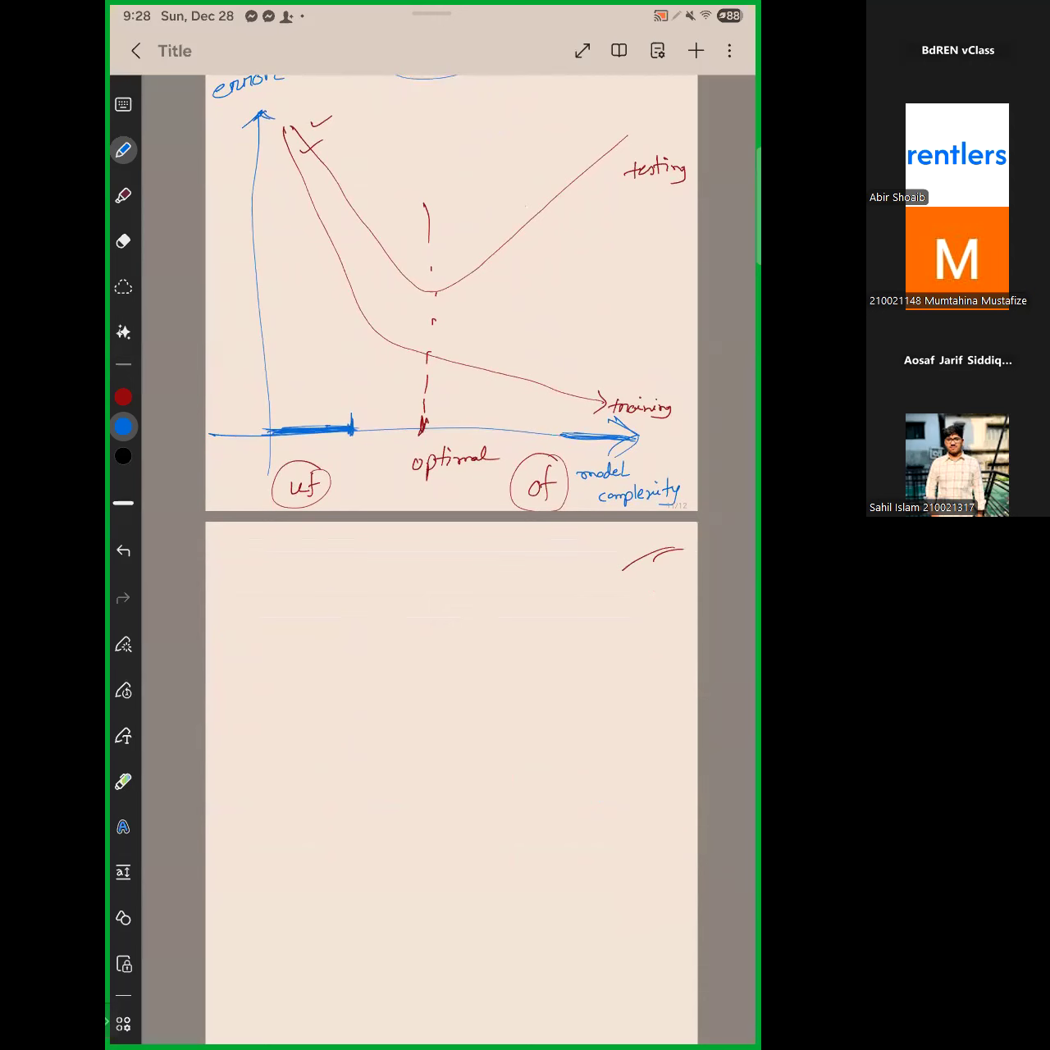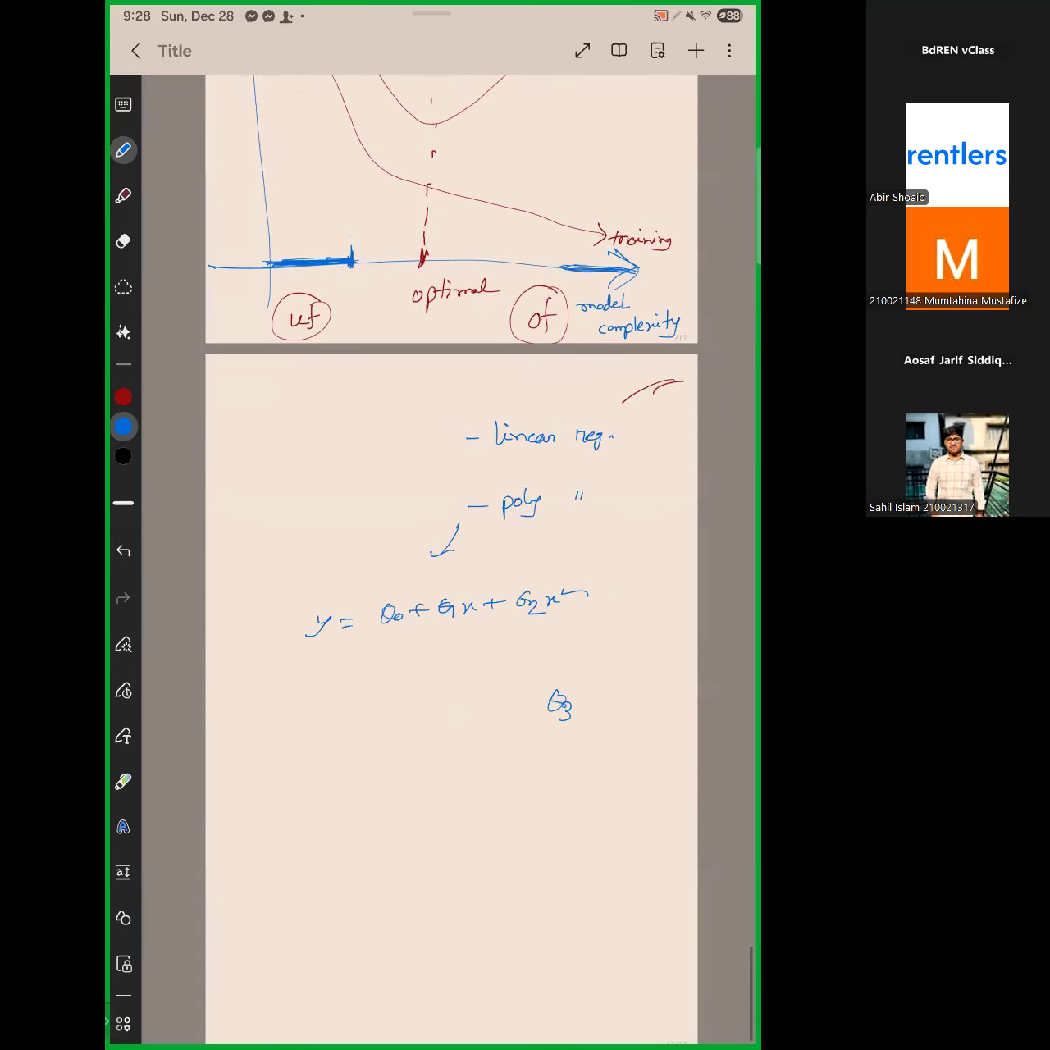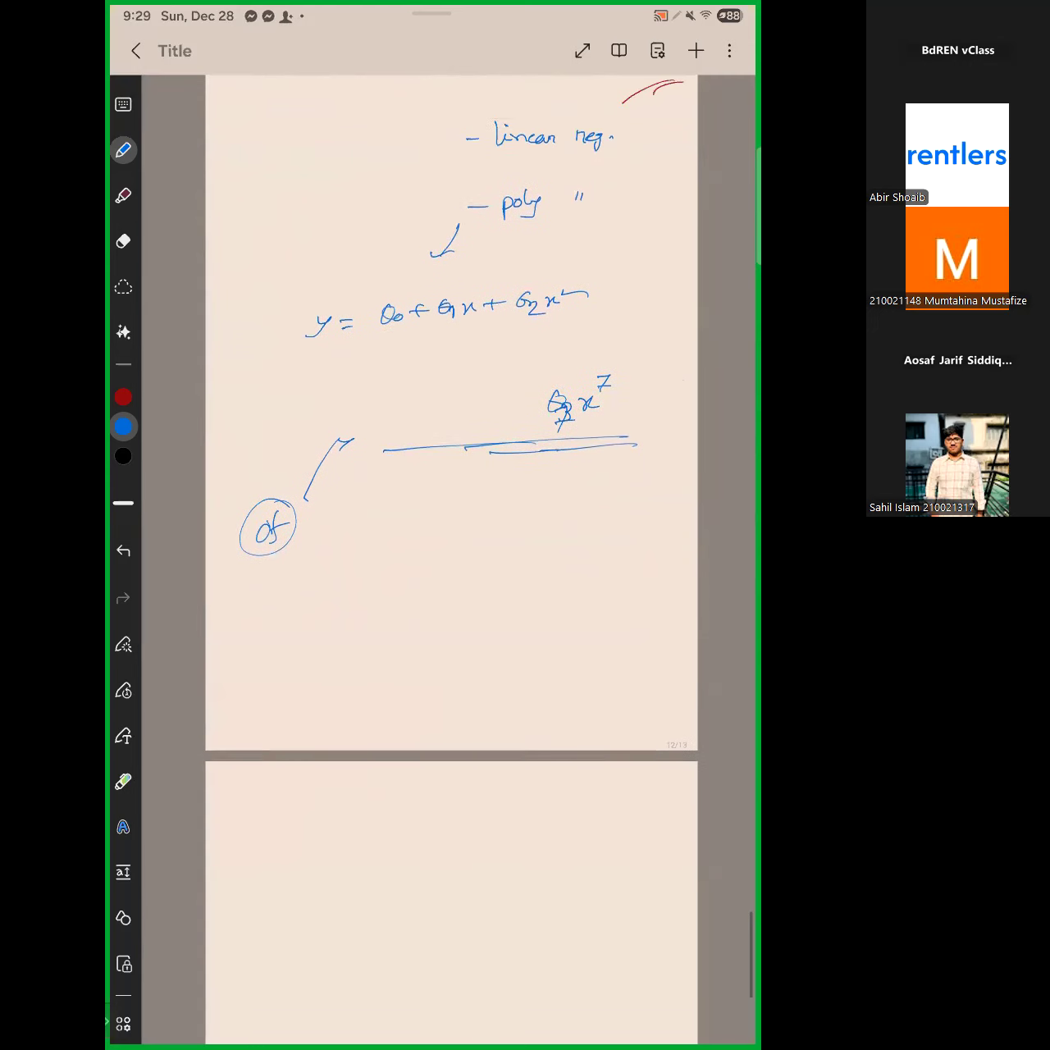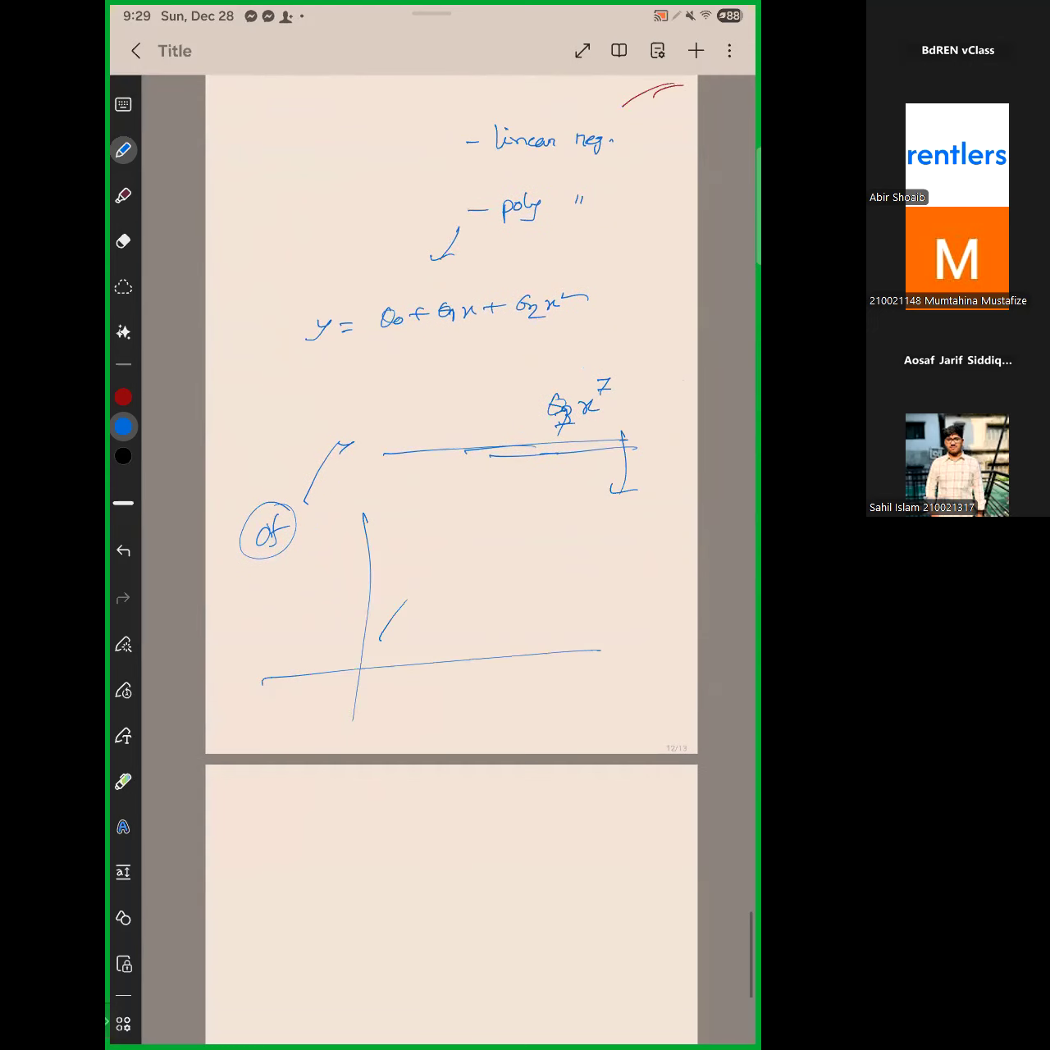So basically what we have seen is linear regression, and polynomial regression. Now in polynomial regression we increase the order: y equals, let's say, theta 0 plus theta 1 x plus theta 2 x squared, like this. If you make it very high, say x to the power 5, 7, theta 7 x to the power 7, if you increase the order too much, then your model will overfit. For this kind of relation, the curve will look something like this.